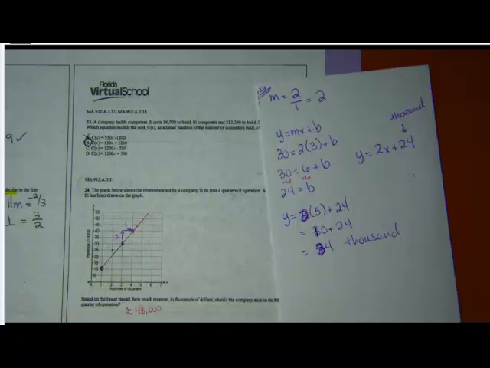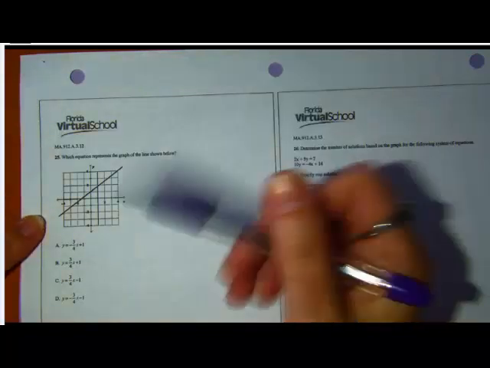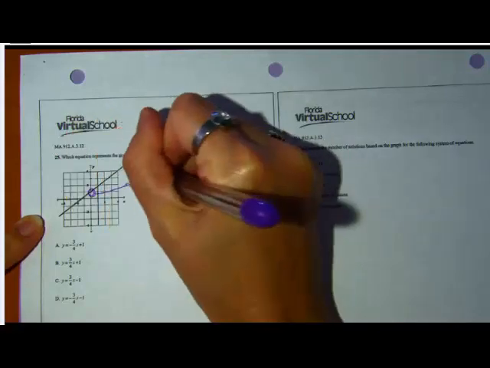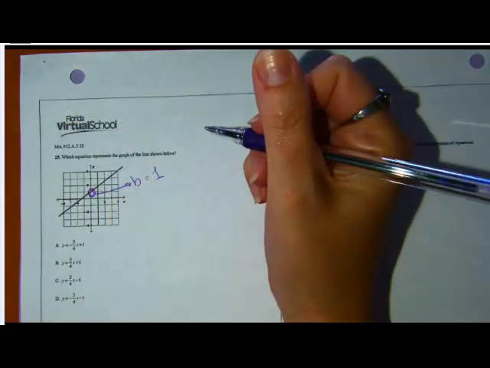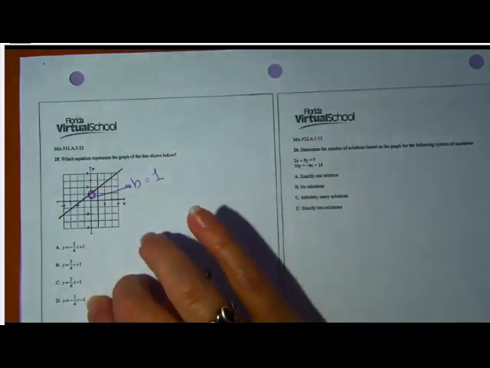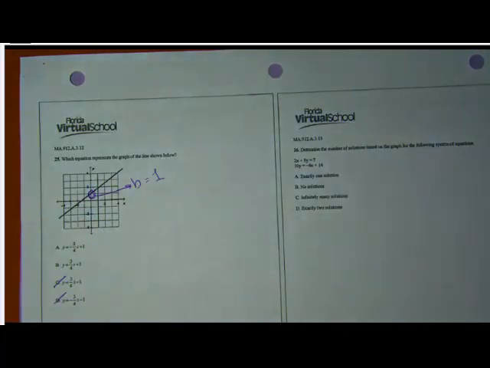What I'm hoping is, all right, we got 25. Here's our y-intercept, so this is b, and that's 1. So we're going to check on these. Positive 1, positive 1, negative 1, negative 1. It's not negative 1, it's positive 1. So we can get rid of the negative ones.